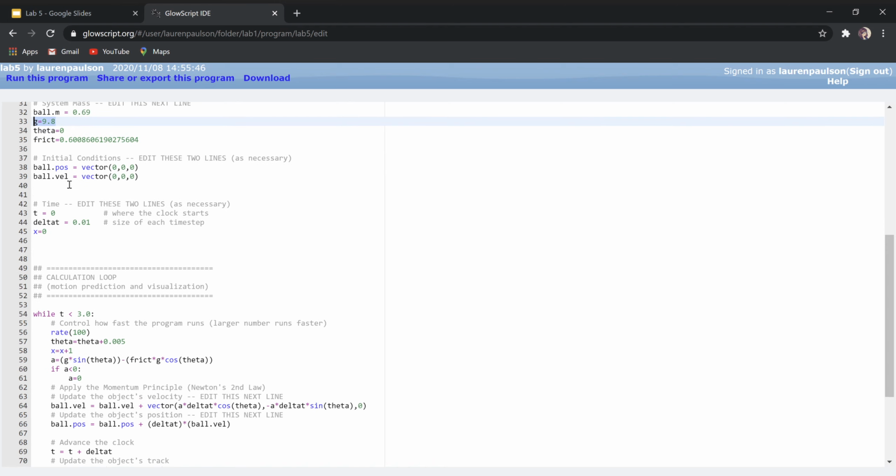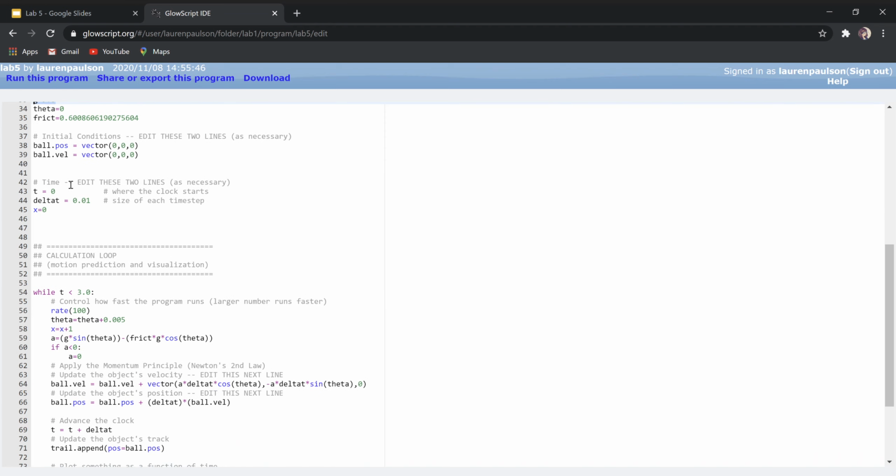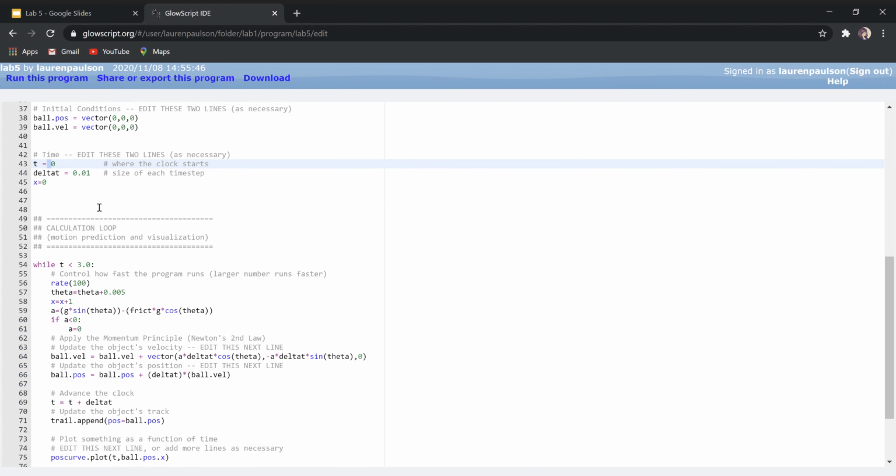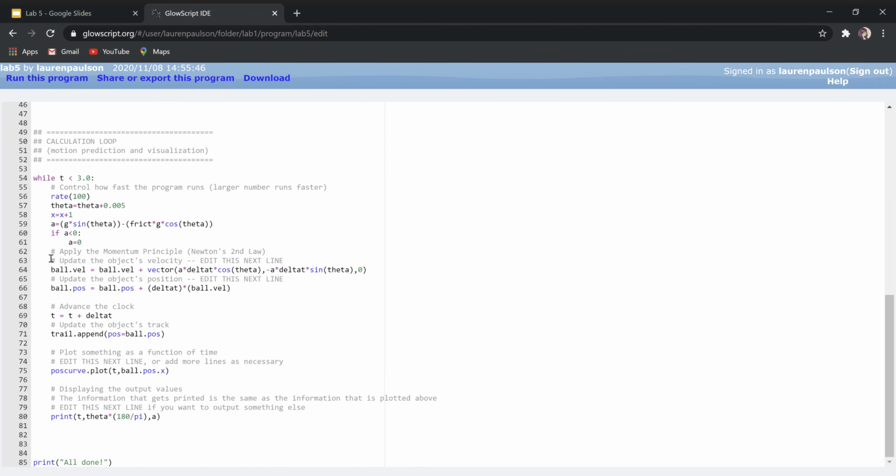We start with a position and velocity of 0 because it's not moving. We start at time 0, with a delta t of 0.01 each time. Then for 3 seconds we run this loop, and it will keep the book not moving until the gravitational force in the x direction is greater than the max static friction. So it runs that, and I will show you how that runs.